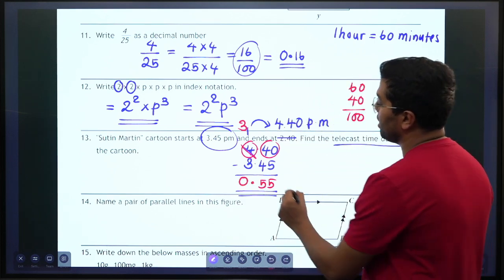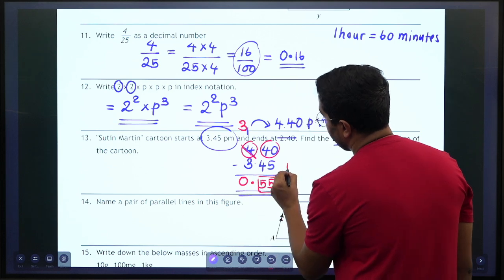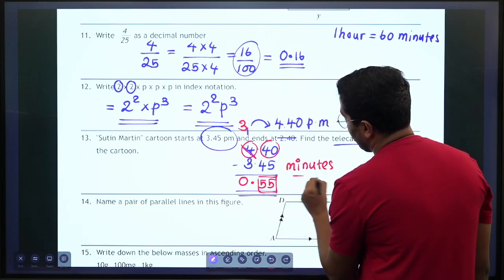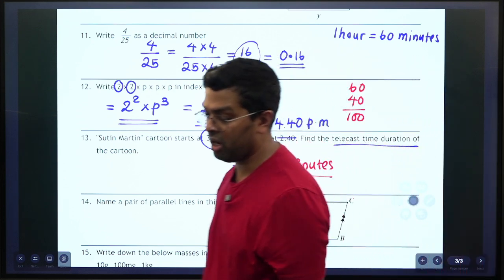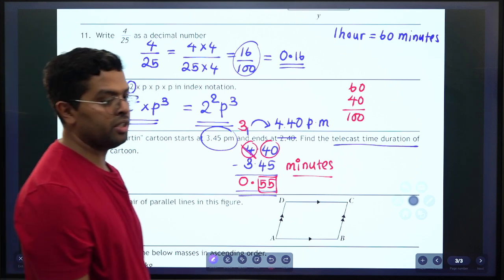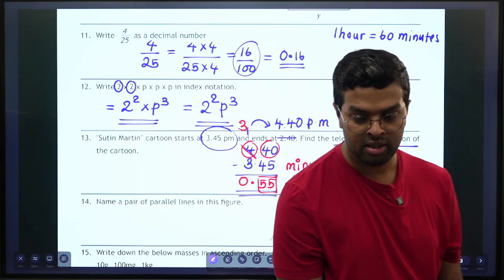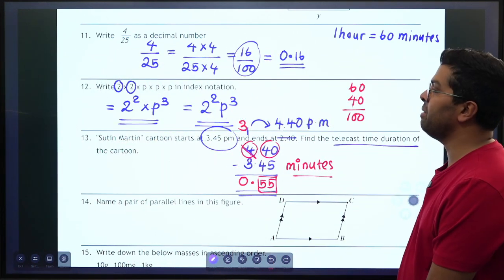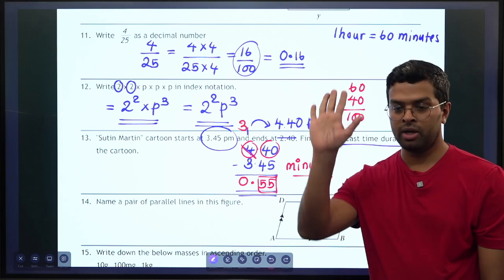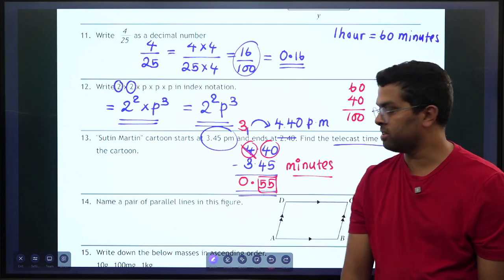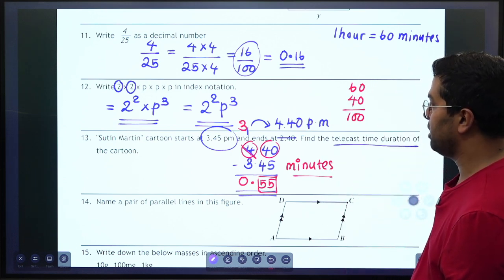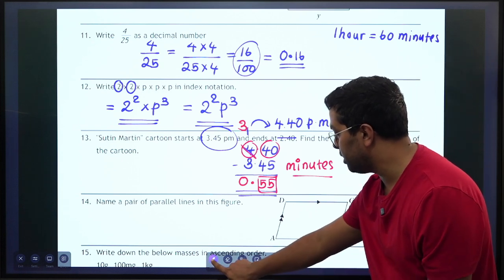So what is the telecast time? This 55 is minutes. So the telecast time of the cartoon is 55 minutes. Got it? Clear? Nice.